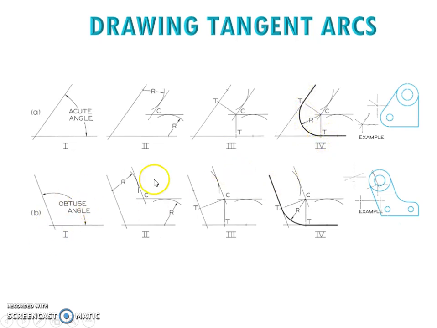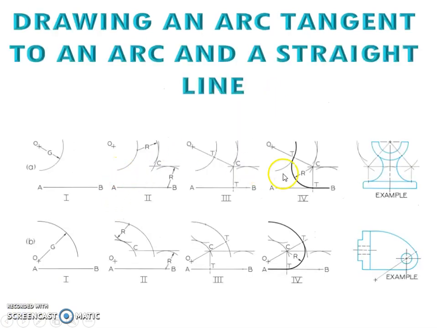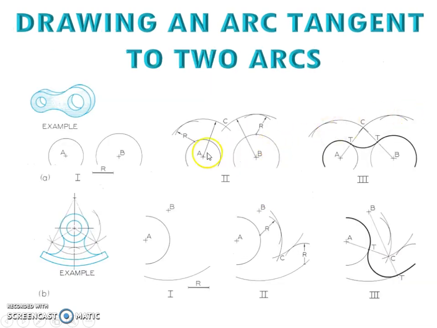The same method you have to use for the obtuse angle. Apart from this, you can also refer to some examples that have been given in the slide on how to connect the arc by using the tangent point. So this is some example. Whenever you have a problem related to this one, you can refer to how they perform the connection between the tangents.